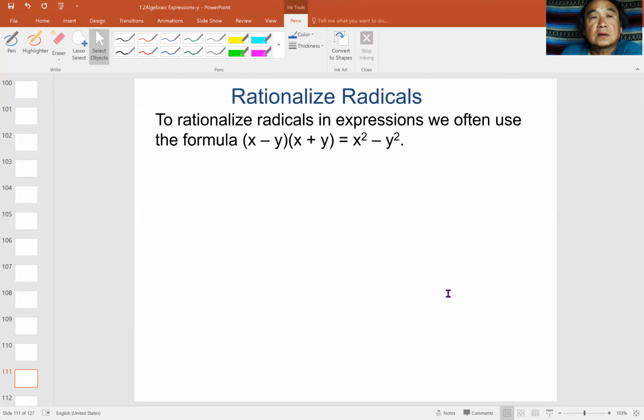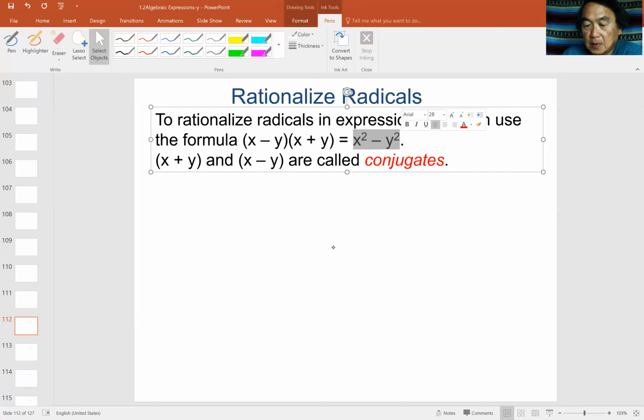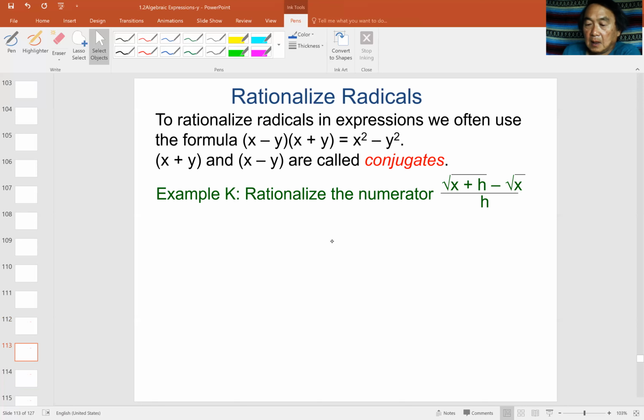Then lastly, there's a little trick that we will use later on, using the conjugate multiplication to do something we call rationalizing the square roots. Okay. In particular, these two, x plus y and x minus y, are called conjugates. And the product is very nice. Okay. And we use these to do something called, in the title here, rationalize the numerator. The numerator refers to this.